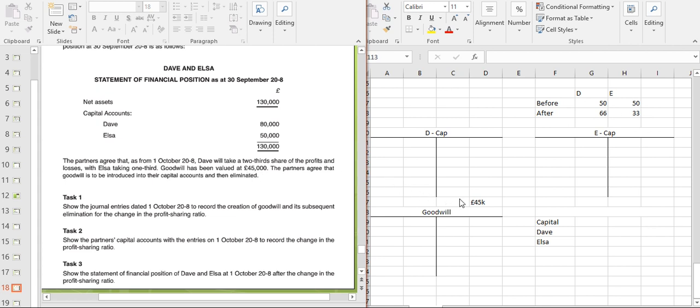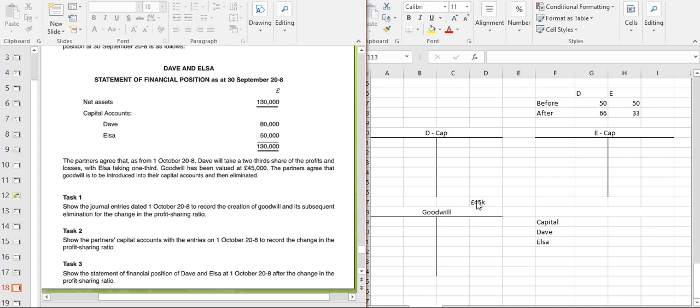Goodwill has been valued at 45. And we need to create and eliminate goodwill. Now, I'm not going to do it in the journal. I'm just going to do it in the T account format, which is absolutely fine. So what we need to do is do the double entry for goodwill, do the double entry in the capital accounts, and change this according to the new capital account. So it is quite straightforward. Number 1, goodwill. Number 2, capital, double entry, what I've been talking you through so far. And number 3, redraft these figures because the capital accounts are going to change.